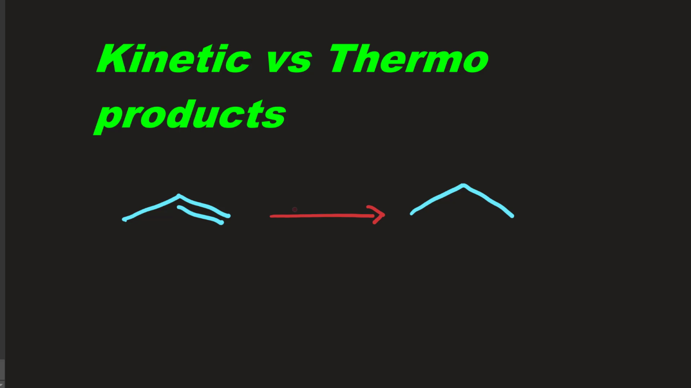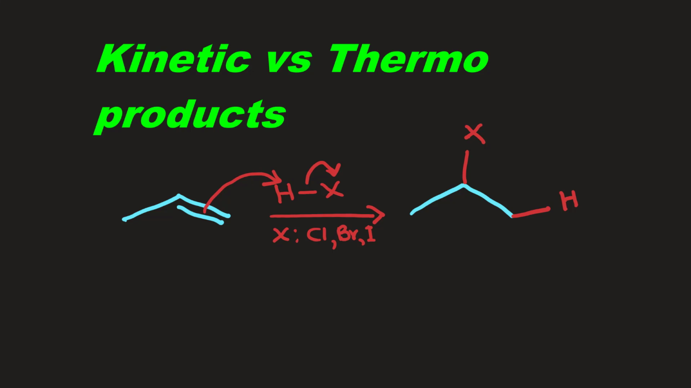Alkene HBr or HX addition. In this case, X is Cl, Br, or iodine, and could be any of these, and we know it goes through Markovnikov's rule, right? You go through the best carbocation and the halogen adds onto the best carbocation. So that's based on Markovnikov's rule. But now we're going to face a different question.